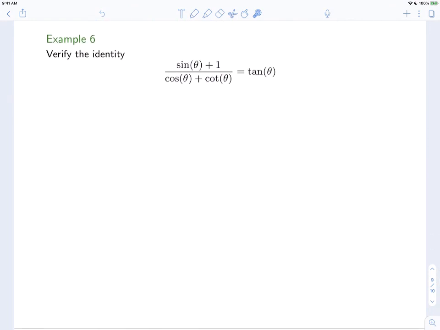Let's verify this identity. Sine of theta plus 1 divided by cosine theta plus cotangent theta is equal to tangent of theta. We'll start on the left side because it's more complicated and see if we can make it look like tangent of theta. So we start with sine theta plus 1 divided by cosine theta plus cotangent of theta.